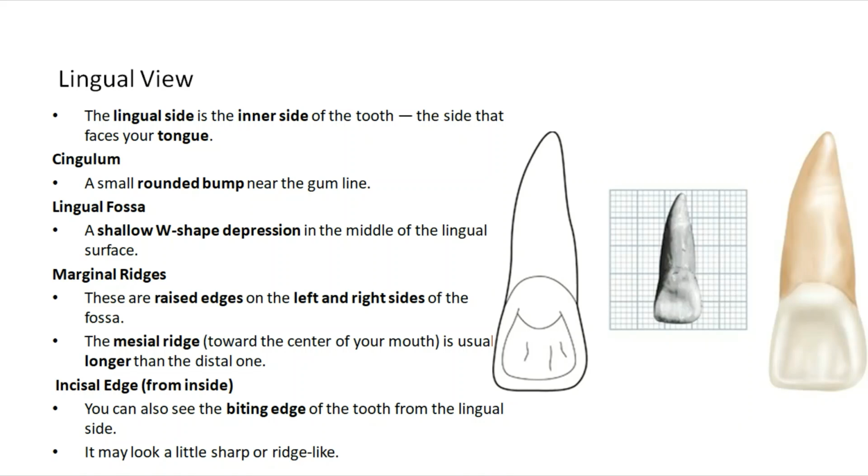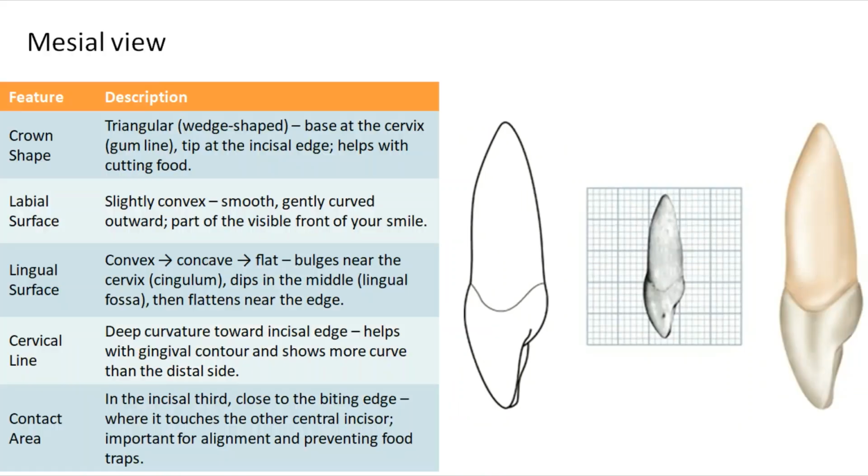The incisal edge: you can also see the biting edge of the tooth from the lingual side. It may look a little sharp, ridge-like. Then in the next slide, we will see the mesial view.